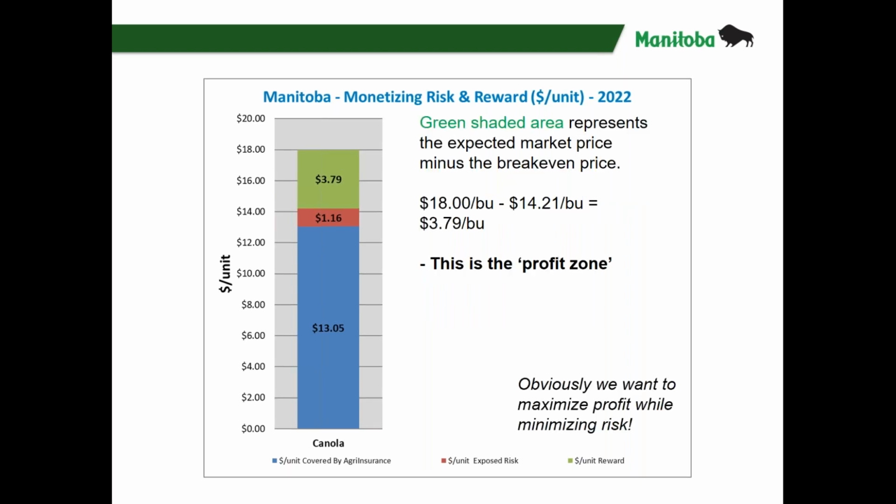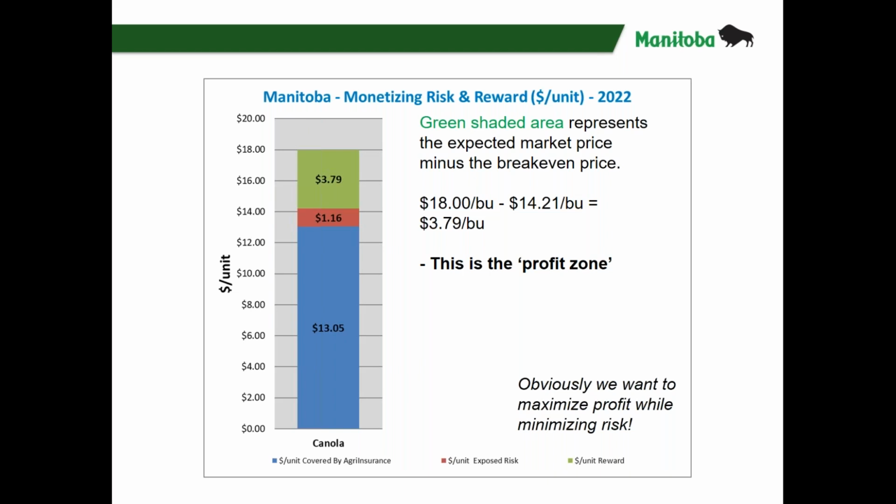Lastly, the green area is the profit zone. That's the difference between our expected market price and our break-even price. So if we're assuming an $18 per bushel new crop market price, and subtract our break-even price of $14.21, it's $3.79 a bushel that we can see. Obviously we want to maximize profit and minimize risk, of course.